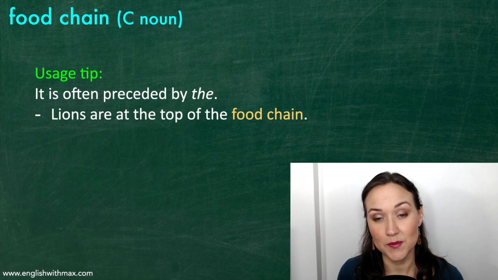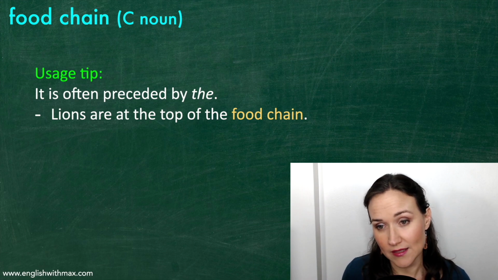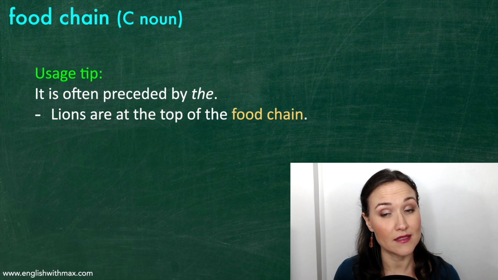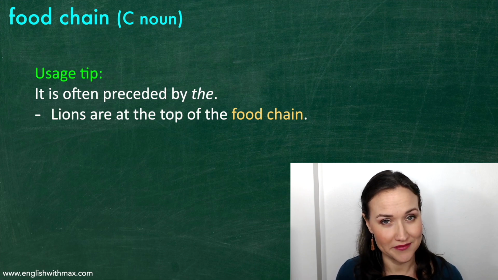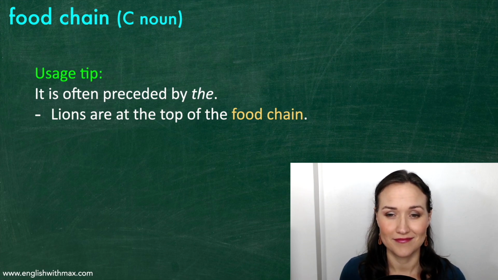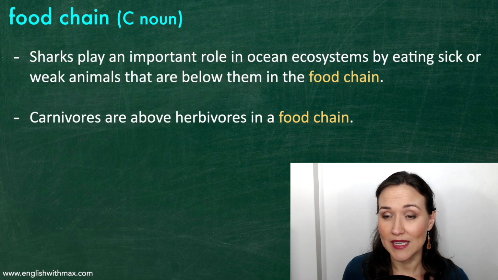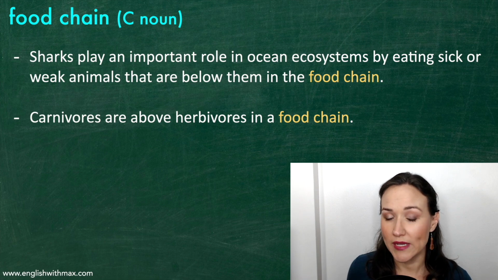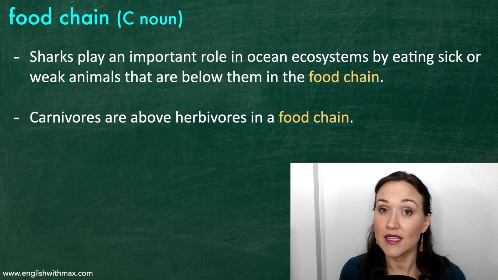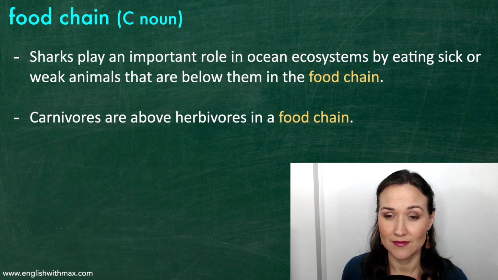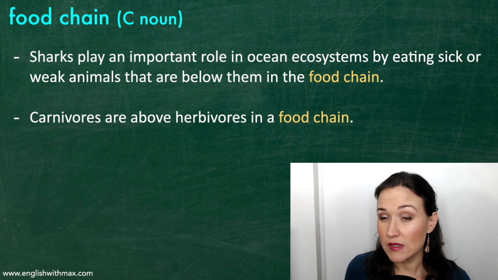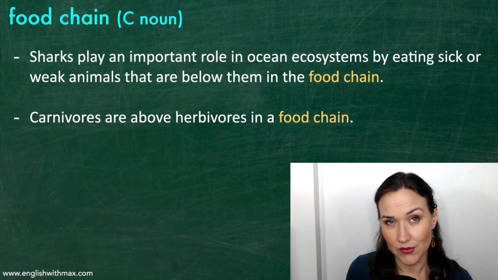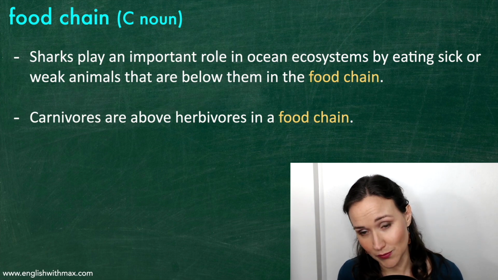Here's a usage tip. It is often preceded by the. For example, lions are at the top of the food chain. Sharks play an important role in ocean ecosystems by eating sick or weak animals that are below them in the food chain. Carnivores are above herbivores in a food chain because carnivores eat herbivores.